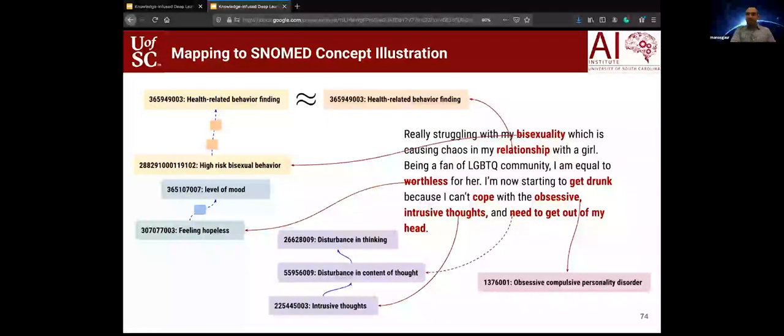And to conceptualize this in a better way, take this example of the same person, his first post. What we essentially do is we know that the person is talking about bisexuality and relationship, which in SNOMED CT, which is a knowledge graph, is able to talk about health related behavior findings, and relationship is also related to health related behavior findings, and these two are similar. Definitely these two are associated and are talking about the same concept in that particular sentence. Something very similar is worthlessness, which is captured through the association of feeling hopelessness, because there is some association between hopelessness and worthlessness. And something very similar is intrusive thoughts and obsessiveness. That was the reason why the model in the first place gave obsessive compulsive disorder as an outcome, because there was an association between the obsessive word and obsessive compulsive personality disorder in SNOMED CT.